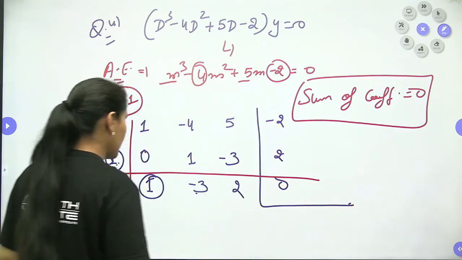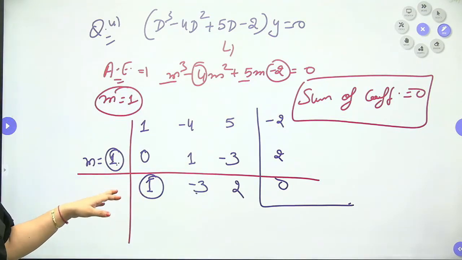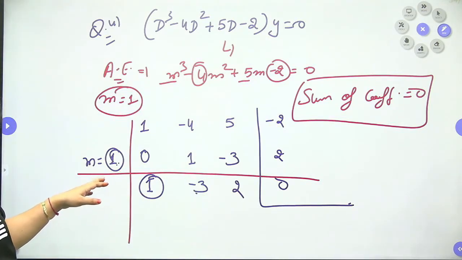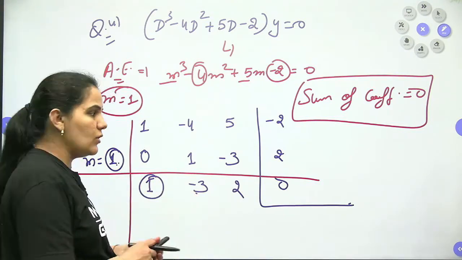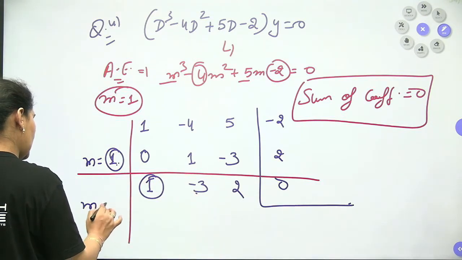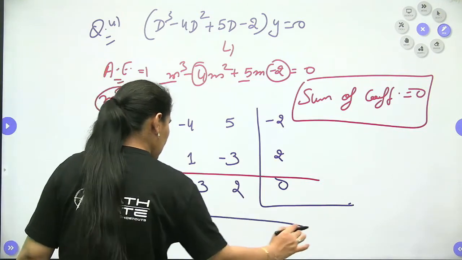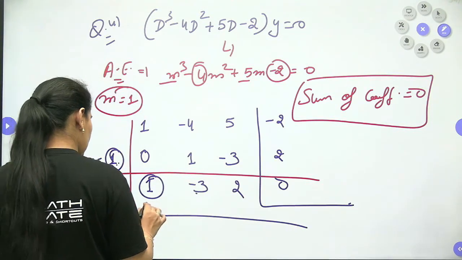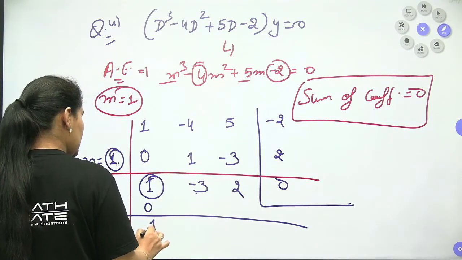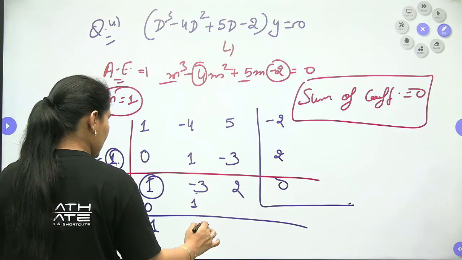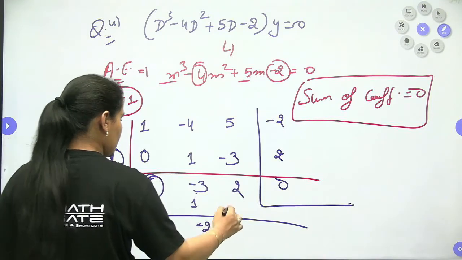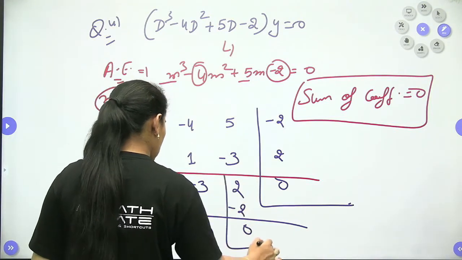Yes, we can leave it. Again we can see here the sum of coefficients is equal to 0 only, guys. You can see exactly 3 minus 3 is 0. So again we can say m is equal to 1 is a factor of this one. It will be 0. 1 plus 0 is 1. 1 into 1 will be 1. Minus 3 plus 1 is minus 2. Minus 2 into 1 is minus 2. Hence it will be 0.